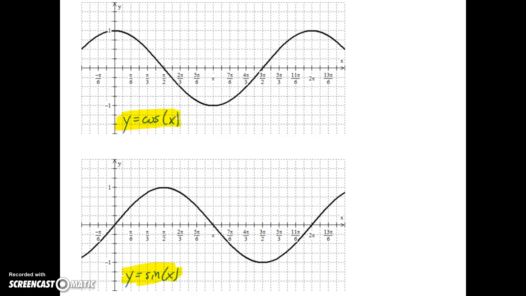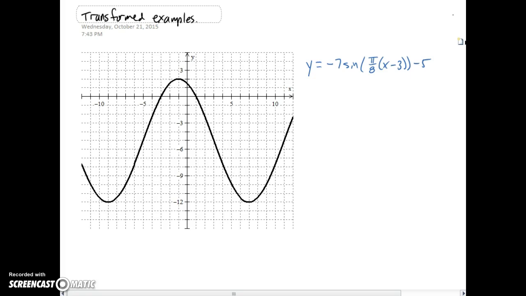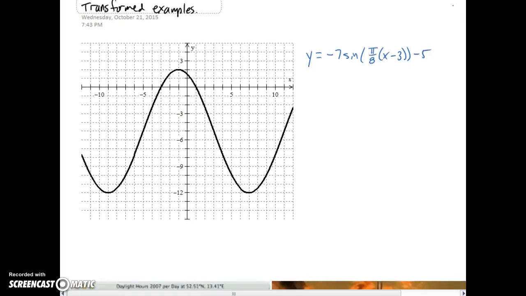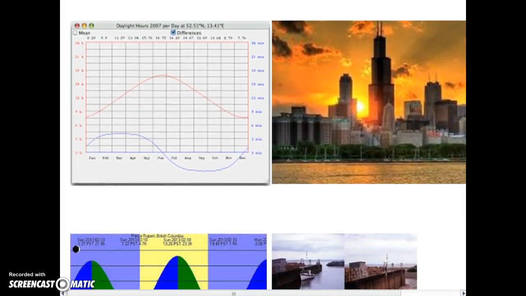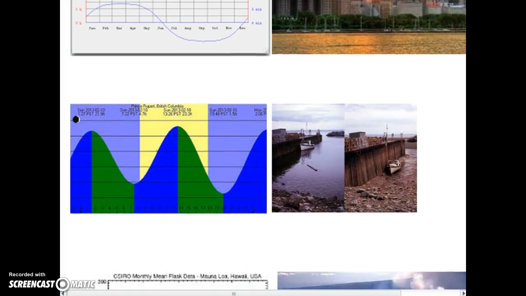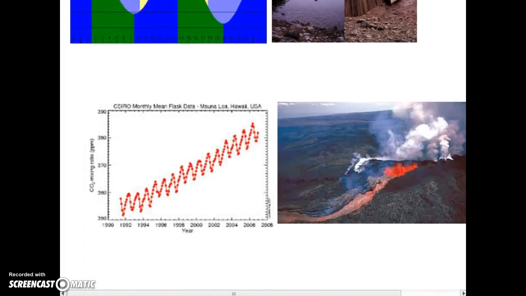Hi everybody, it's Mr. DeCrane, and we're going to do a lesson on transforming basic sine and cosine functions. This may not seem like a terribly exciting thing, but we want to be able to change those basic graphs into something like this. It has lots of applications, for example, modeling the number of daylight hours in a city, or the high and low tides, or even the amount of CO2 produced by a volcano like Mauna Loa.